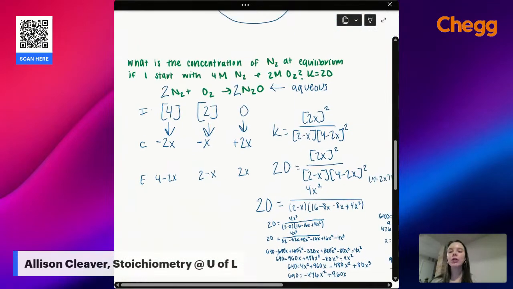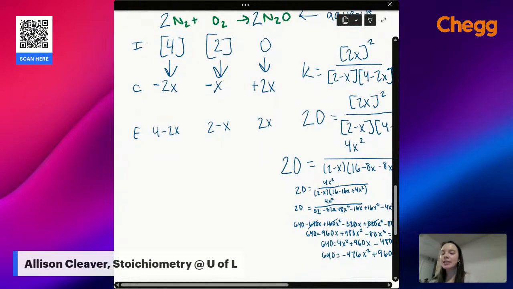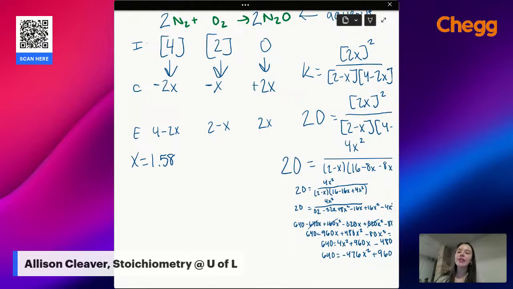And then what our question is asking is the concentration of N2, so we're not done yet. We have x equals 1.58, but now we need to figure out what N2 is. To find what N2 is at equilibrium, we plug in that x right there. So 4 minus 2 times 1.58. Let's put it in our calculators. Got about 30 seconds to put that in your calculator.